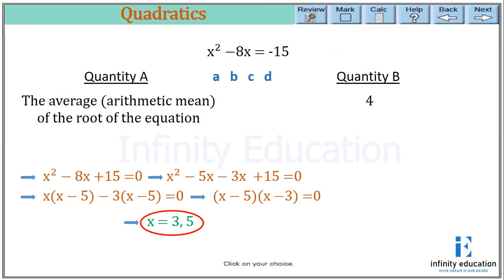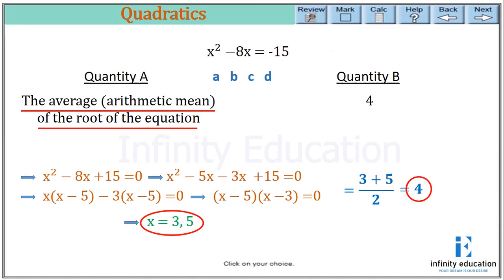Those are the roots. But the question is asking for the average of the roots of the equation. So I have to find the average of these two numbers, 3 and 5. Now if we find the average, 3 plus 5 by 2, we are getting 4. So quantity A we are getting as 4. Quantity B given was 4. So both of them are the same. So C should be the answer to the question.